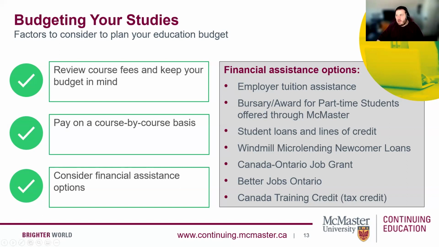I will mention that although it has part-time students in the name, you actually do not have to be maintaining a part-time schedule, which means one or two courses at a time, whereas three or more at a time is full-time. It doesn't matter how many courses you're taking, you can still apply to this. And then there's also a bunch of other programs that you could look into, like Better Jobs Ontario, Windmill Microlending. Lots of people have their employers pay for courses, so that sort of thing. If you have more questions about this, just let us know.